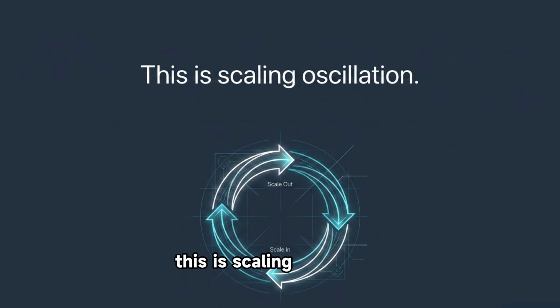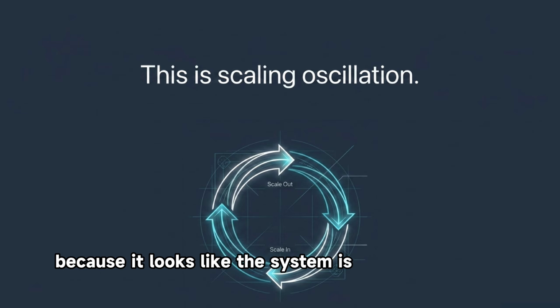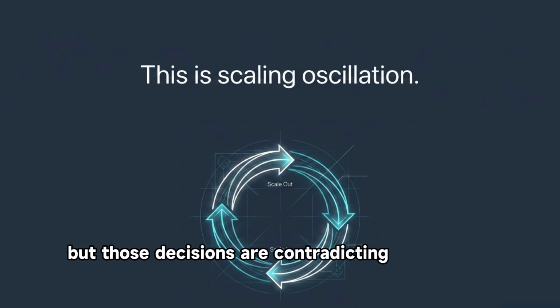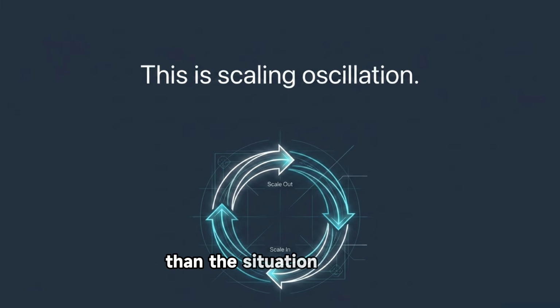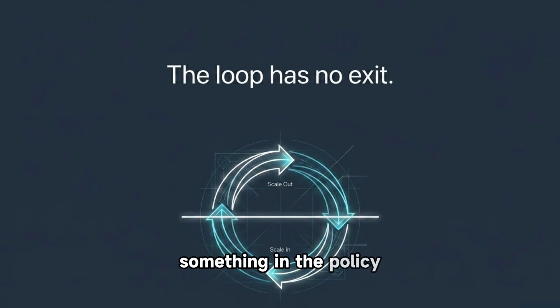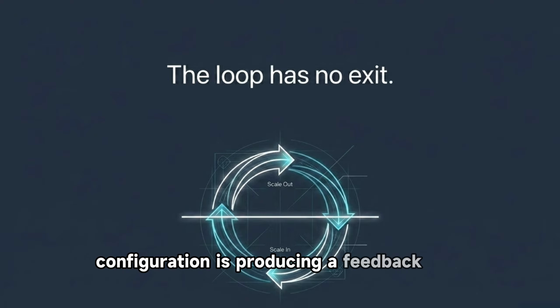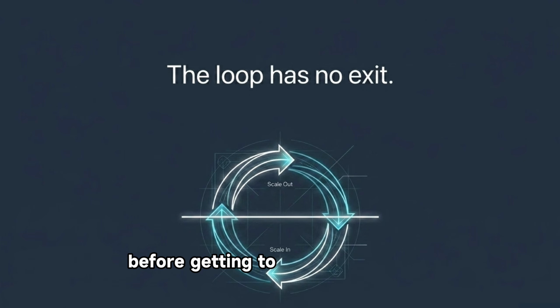This is scaling oscillation. It is one of the more disorienting things you can see in a live system, because it looks like the system is making decisions. It is, but those decisions are contradicting each other faster than the situation requires. Something in the policy configuration is producing a feedback loop, and the loop has no exit condition. Before getting to why this happens, consider what it costs.